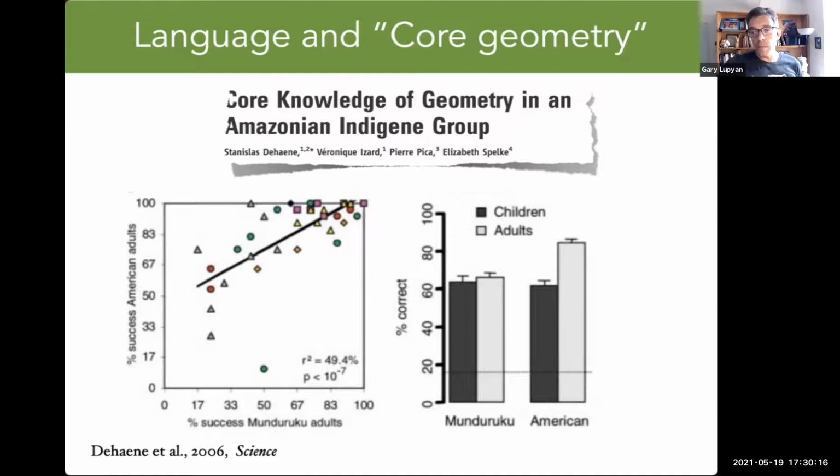these individuals, Munduruku, and compared their performance to Americans. These are kids, I think about 6 to 7 range, and adults. The main takeaway is look at this correlation, core knowledge. Now, of course, there are also quite a few trials on which the success of American adults is at 100%. The success of the Munduruku is all over the place. And while there's not really a difference in performance for the kids, there's a very real difference in performance for the adults. This task is quite a bit more difficult for the adult Munduruku compared to adult Americans.